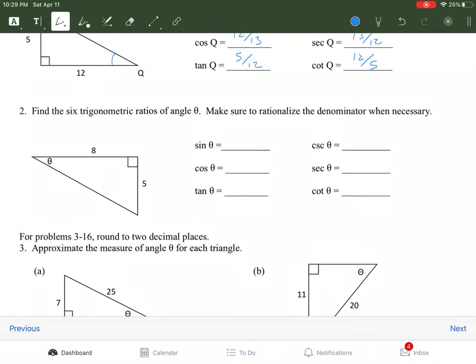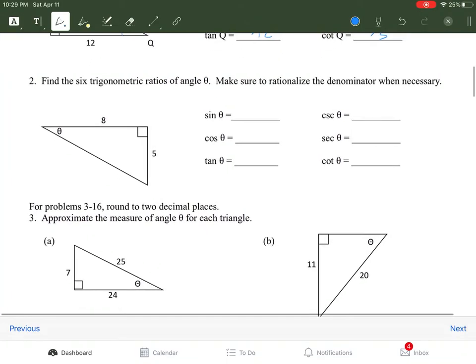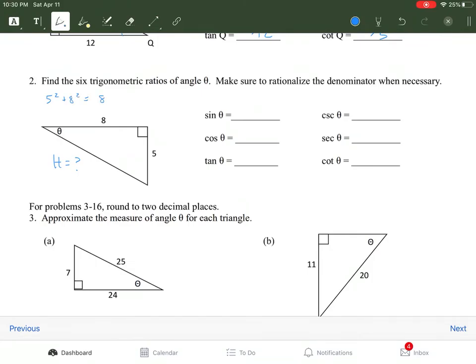For number 2, find the 6 trig ratios. So what you have to do in this case first, before you can start writing the ratios down, you have to find out what this side is, the hypotenuse side. We don't know, but you can figure it out using the Pythagorean theorem. So if you do 5 squared plus 8 squared, you're going to get 89. But it's going to be the square root of 89. So the hypotenuse is the square root of 89. So now that's our hypotenuse.